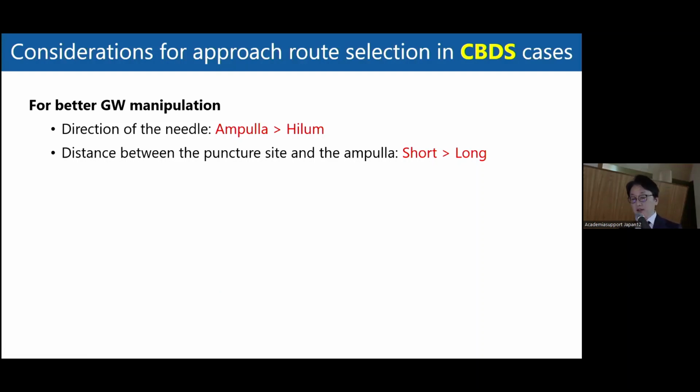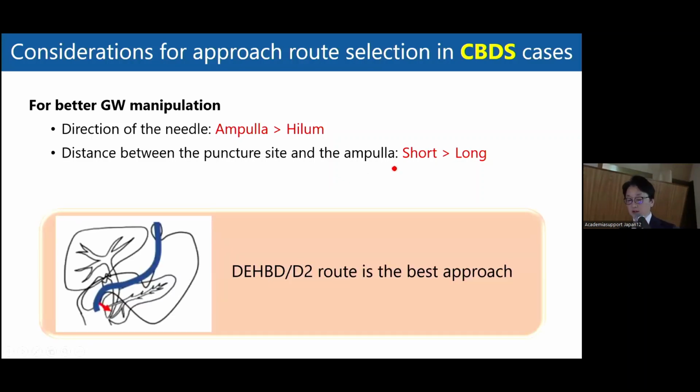Our candidate for approach route selection in CBD stone cases, for better guide wire manipulation, is that the direction of the needle toward the ampulla is better than toward the hilum. A short distance between the puncture site and the ampulla is better than a long one. Then the distal EHBD from the D2 route is the best approach.